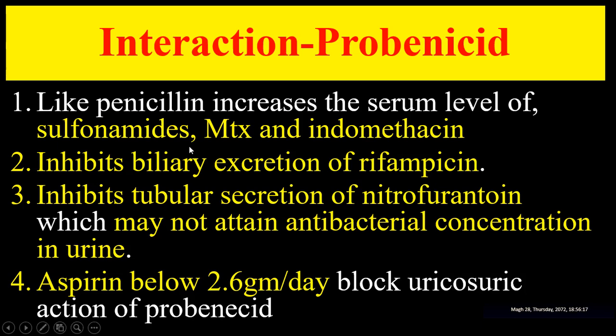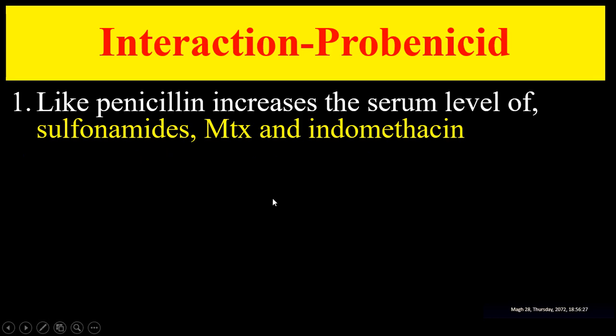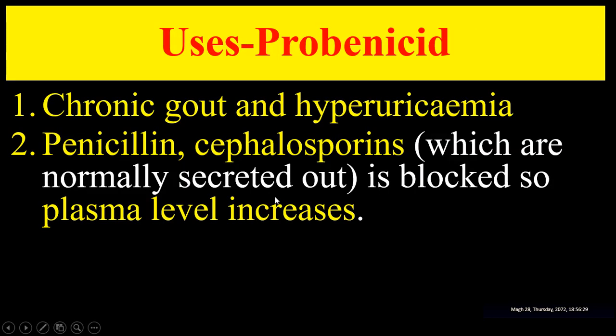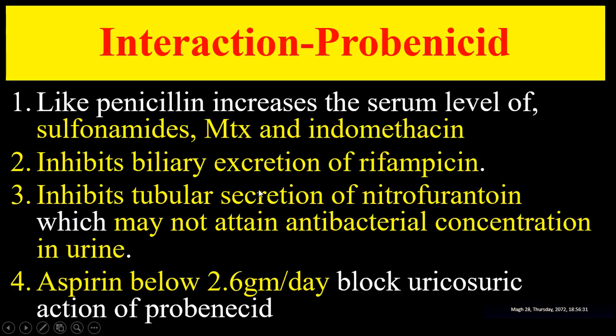Besides penicillin, it also increases the amount of sulfonamides, methotrexate and indomethacin normally thrown out of the kidney, and as I told you, OATP is present everywhere. In the bile, it decreases the secretion of rifampicin, and it inhibits the tubular secretion of nitrofurantoin, which is normally secreted in the urine.